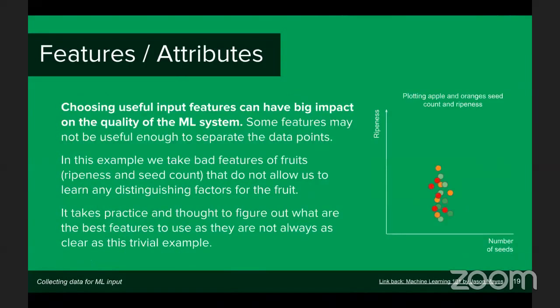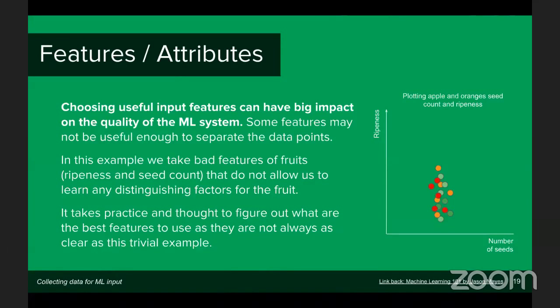Now, a note on features and attributes. If we chose bad features and attributes, essentially like ripeness and number of seeds, you might get a scatter plot like this. And there's no meaningful way to separate that data up with a straight line in this case. Now, you might say, Jason, why would you actually choose such bad features here? And in the case of apples and oranges, it might be obvious to you that this is not a good set of features to use.